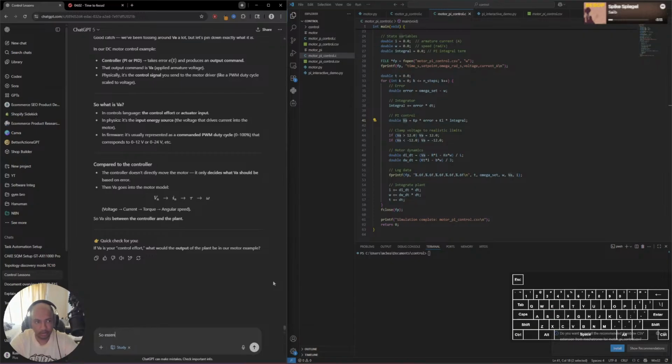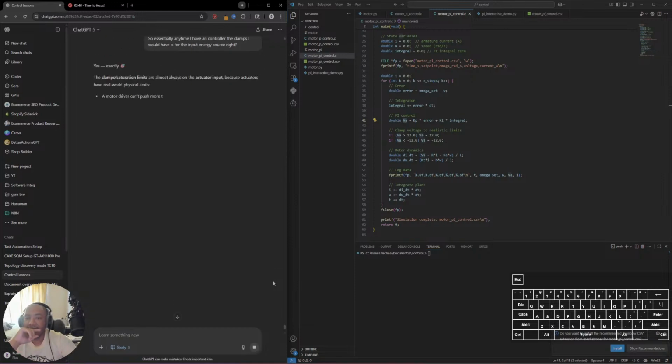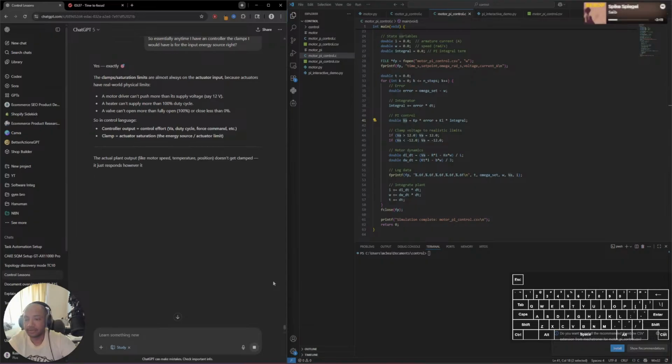So essentially, anytime I have a controller, the clamp I would have is for the input energy source, right? Essentially, the actuator input, because actuators have real world physical limits. A motor driver can't push more than its supply voltage. A heater can't supply more than 100%. A valve can't open more than fully.